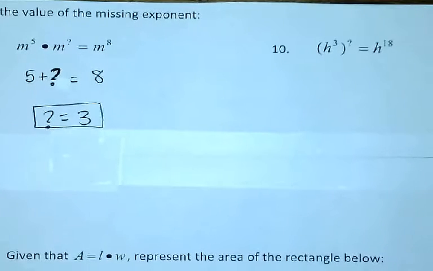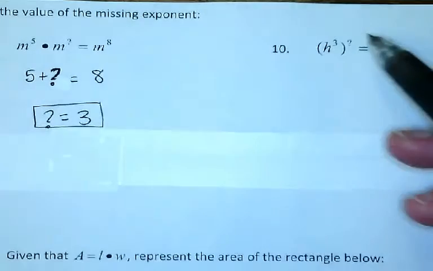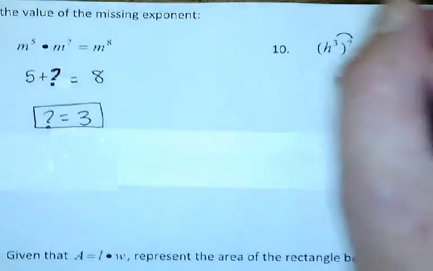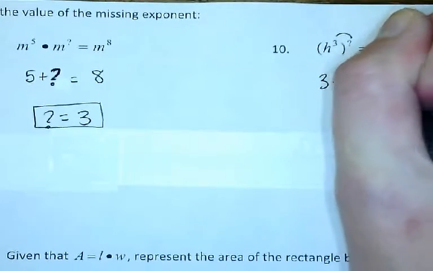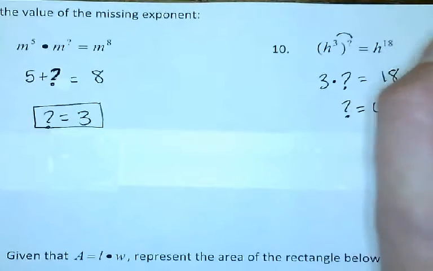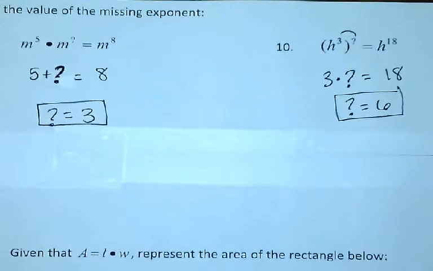All right, let's do the same thing here on number 10. These are just kind of random numbers here. So h to the 3rd raised to the question mark power is equal to 18. So guys, what do you do to your exponents when we raise a power to a power? Do we add, subtract, multiply? What are we doing? Multiplying. So this is 3 times the question mark is equal to 18. So my question mark is equal to 6. Excellent job. Do you guys feel good about that? Just finding our missing values. Okay?